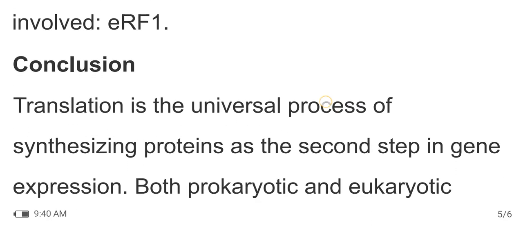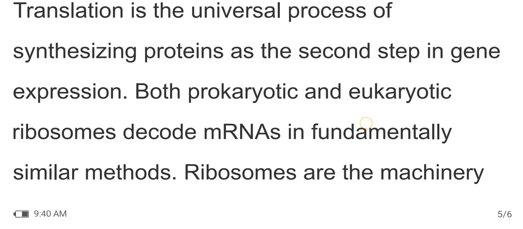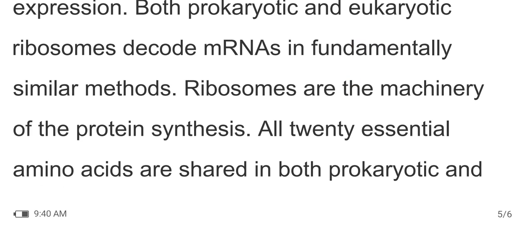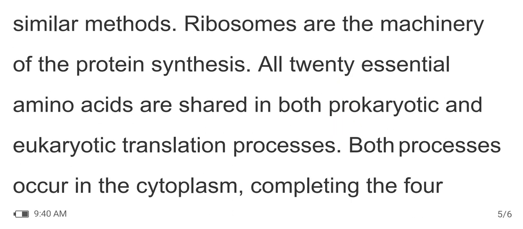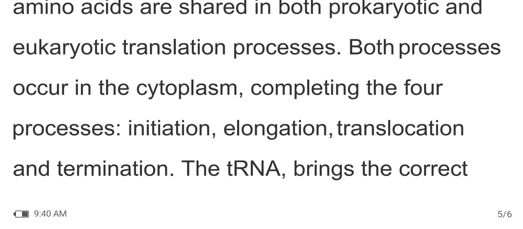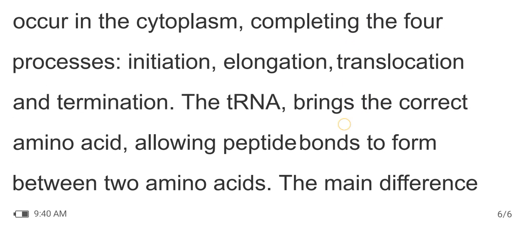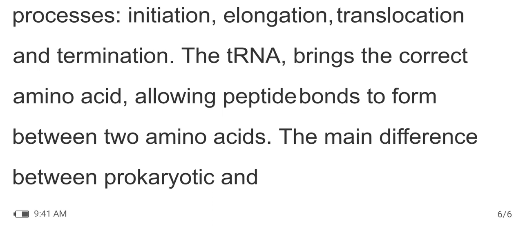In conclusion, translation is a universal process of synthesizing proteins as the first step in gene expression. Both prokaryotic and eukaryotic ribosomes decode mRNA in fundamentally similar ways. Ribosomes are the machinery of protein synthesis. All 20 essential amino acids are shared in both prokaryotic and eukaryotic translation. Both processes occur in the cytoplasm, completing the 4 processes: initiation, elongation, translocation, and termination. The tRNA brings the correct amino acid, allowing peptide bonds to form between 2 amino acids.